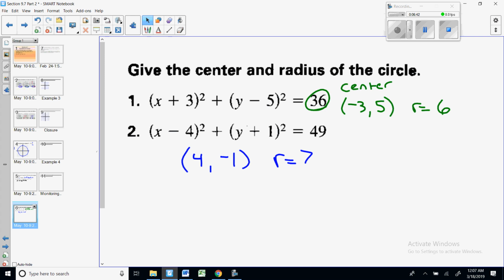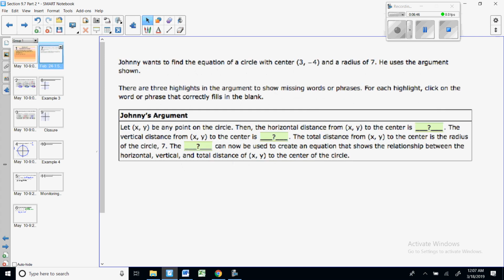Okay, at this point we'll move on forward here to our next problem. And this is one of the test questions that was released from the end of course test. Johnny wants to find the equation of a circle with a center of 3, -4, and a radius of 7. He uses the argument shown. There are 3 highlights in the argument showing missing words or phrases. For each highlight, click on the word or phrase that correctly fills in the blank.